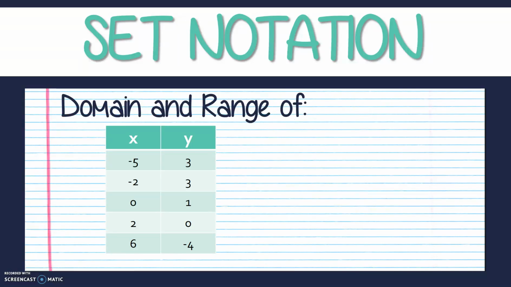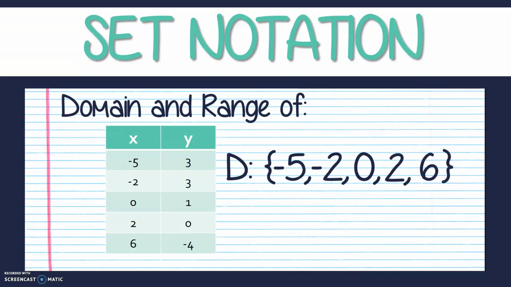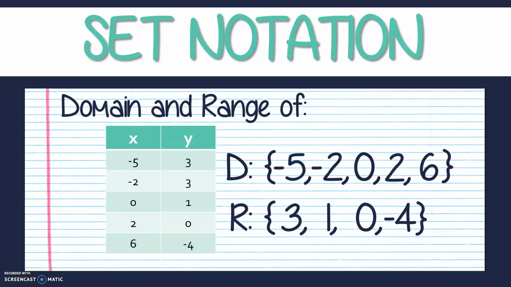We can do the same thing with the table of values. So when I identify the domain from this, also labeled as D with the colon, we open up the set with a brace, and then we include all of the x values. So in this problem it is -5, -2, 0, 2, and 6. For the range, it's all the y values. So from here, we're going to identify them as 3, 1, 0, and -4. Do you see how I didn't include both of those 3's? It's not necessary for you to write a number twice. So if you see it repeated anywhere, just leave it as a single number.